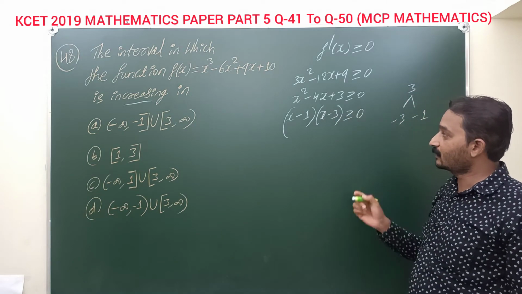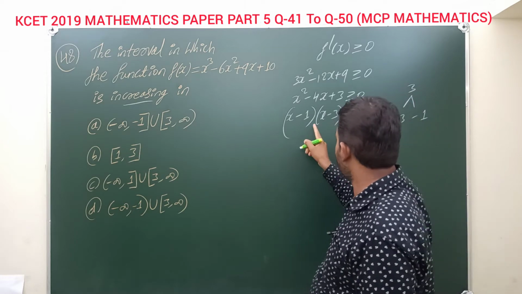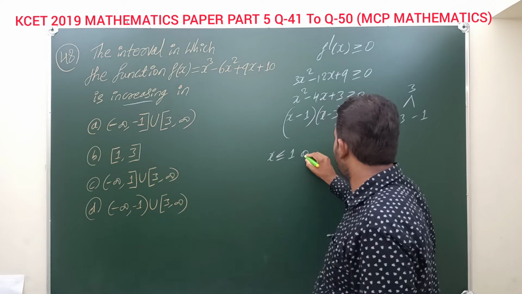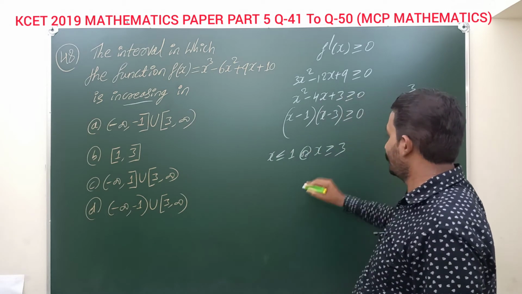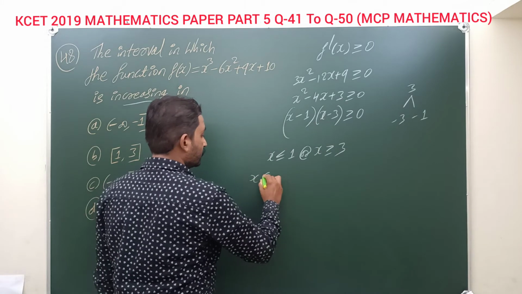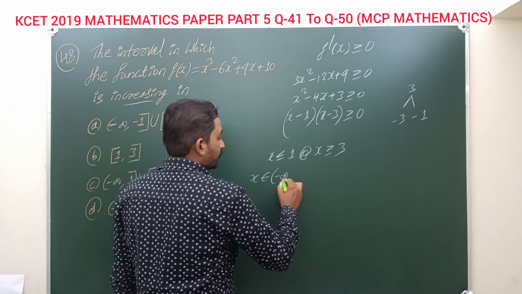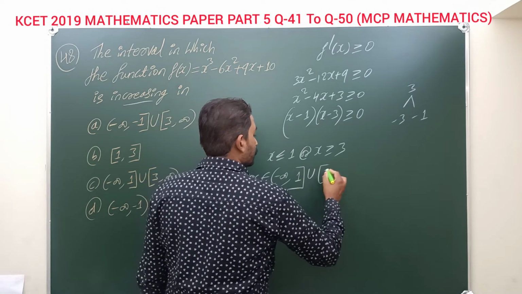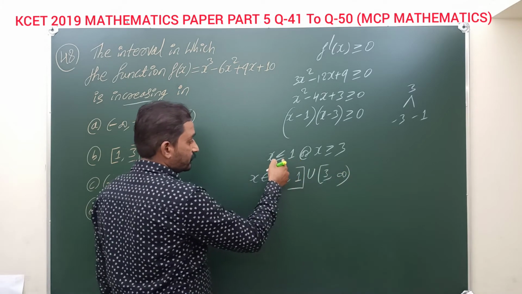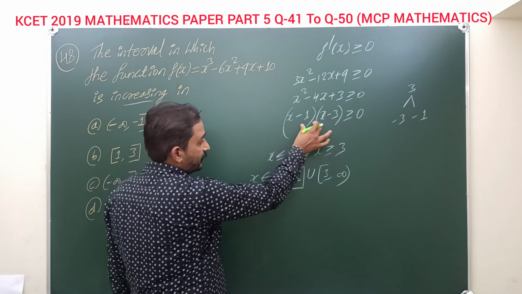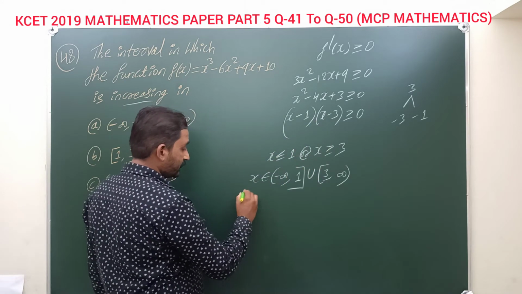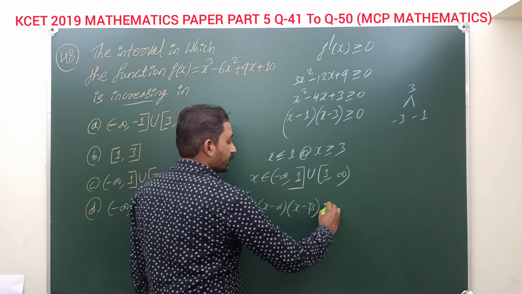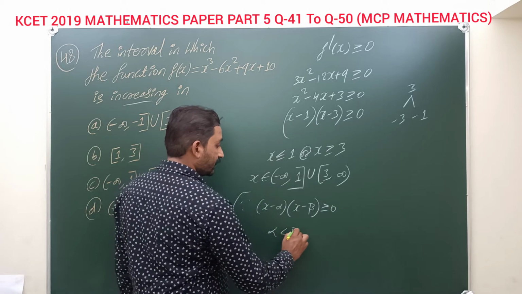Using the inequation rule, the solution of this inequation is x less than or equal to 1 or x greater than or equal to 3. So x less than or equal to 1 is minus infinity to 1 included, union 3 to plus infinity. Using the formula, this can be written in this type. What is the formula in this case? x minus alpha into x minus beta greater than or equal to 0, with the condition alpha less than beta.